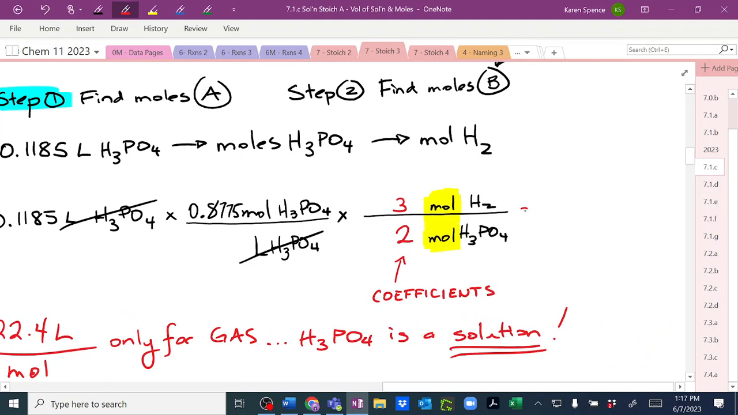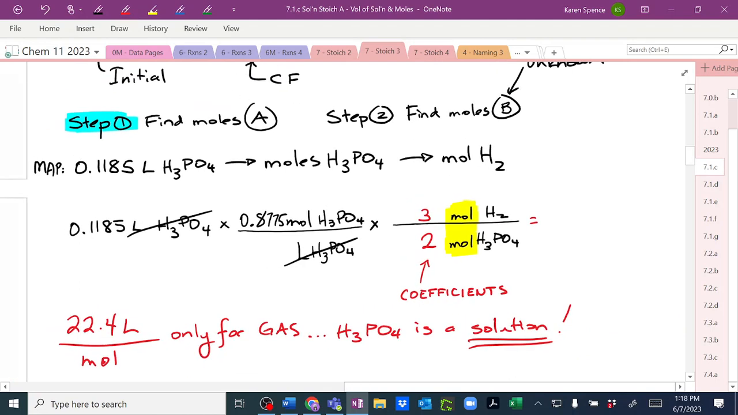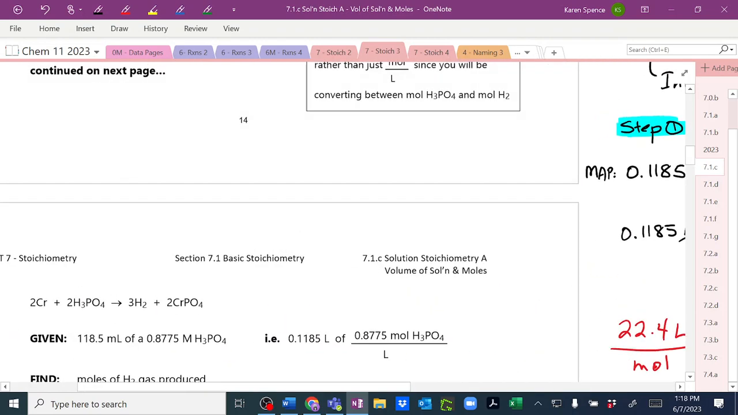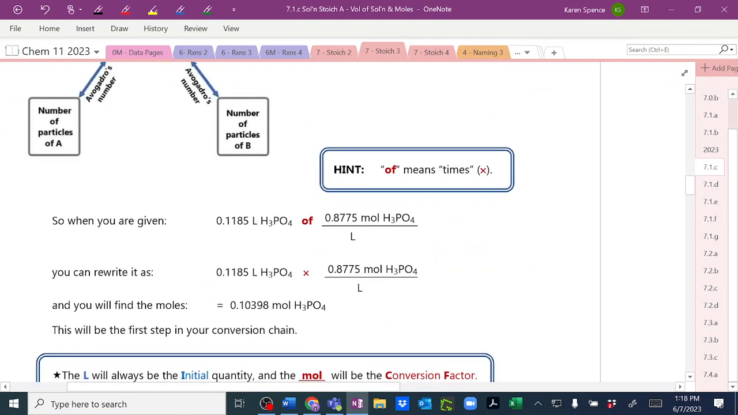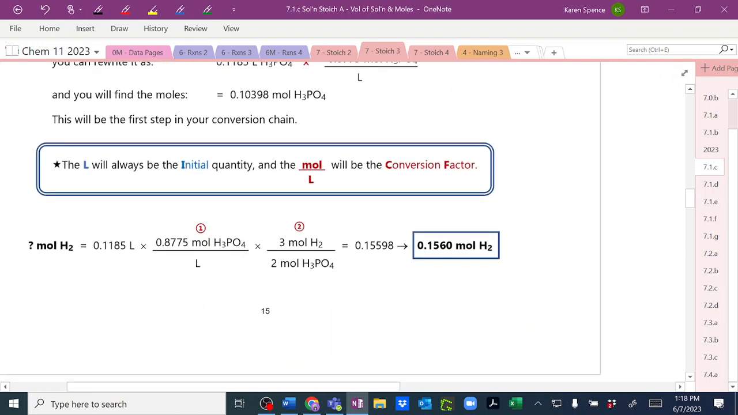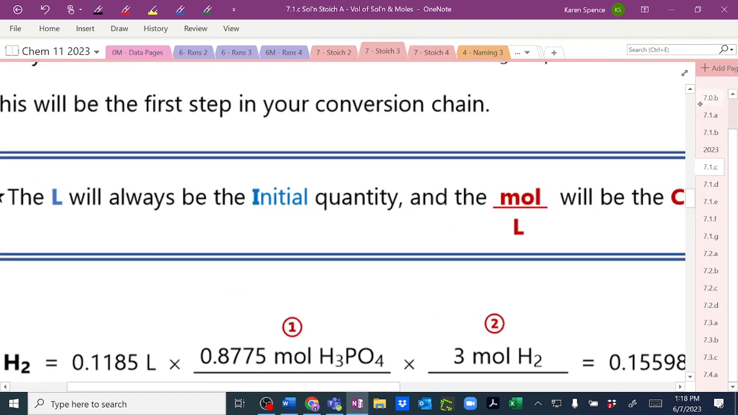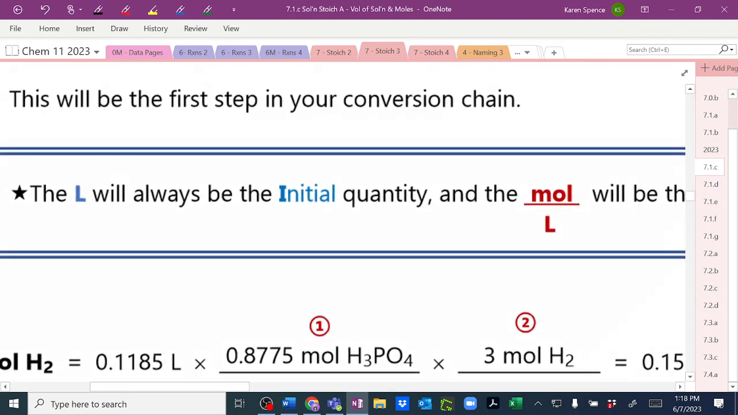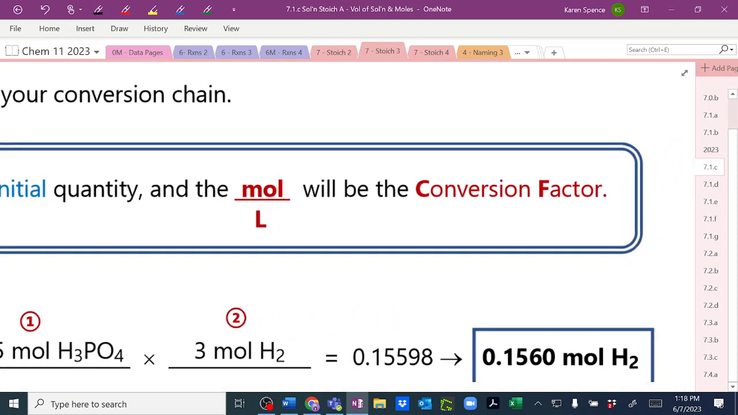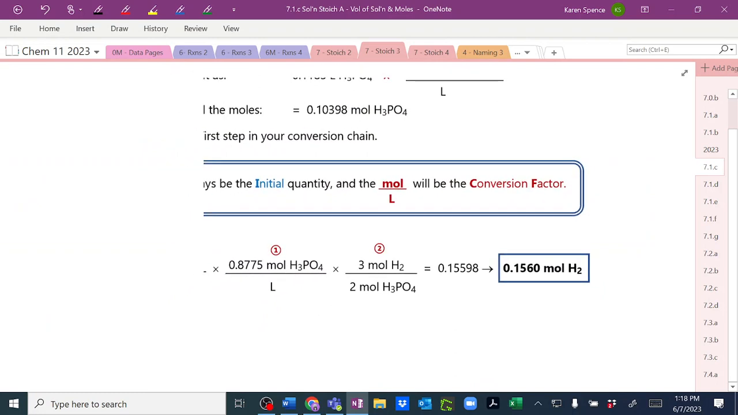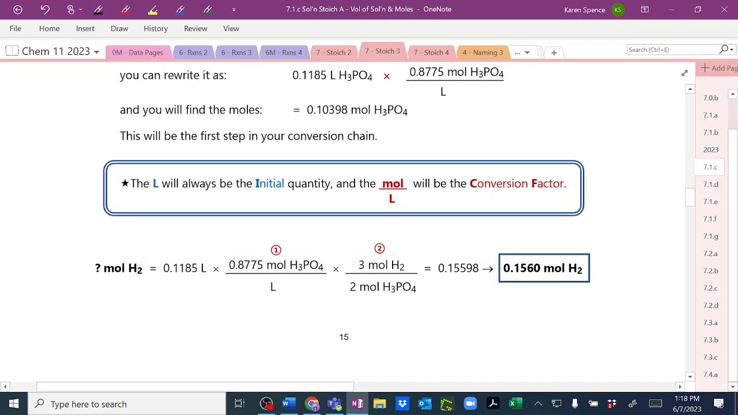We do that math and we get, to be honest with you, I don't want to do the math. So I'm going to go, oh, look, guess what? All of this was done here for you, right? All of that work that we just did on the side, it's here. It even tells you that liters will always be the initial quantity and the moles per liter will always be the conversion factor. So everything is here and we can look, here's our work. It's all laid out beautifully. It's nice and tidy.